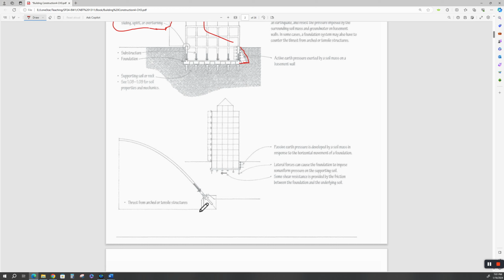Thrust from anchored or tensile structures. We've already discussed this more than we probably want to take on. And what is this? That's called a buttress, right? Yeah. Where that force on the arch or the tensile structure or whatever, it's still a buttress. I don't care what anybody else calls it. All right. We have some shear resistance from heavy wind load. All right. So this is wind.